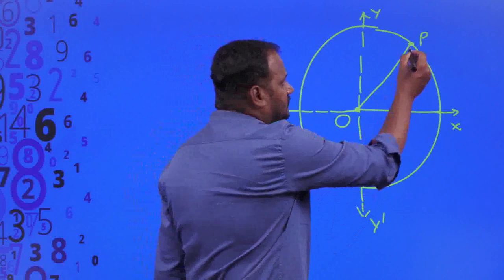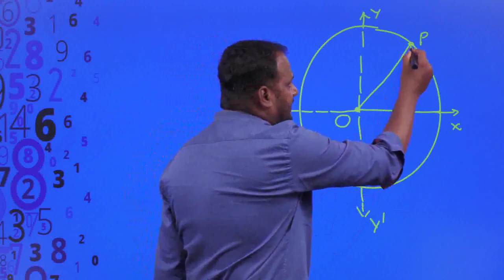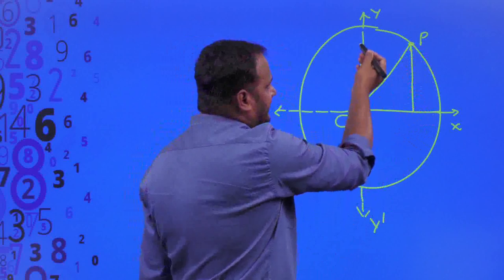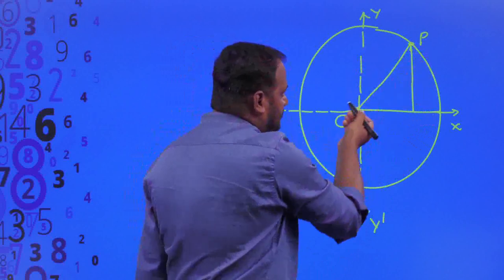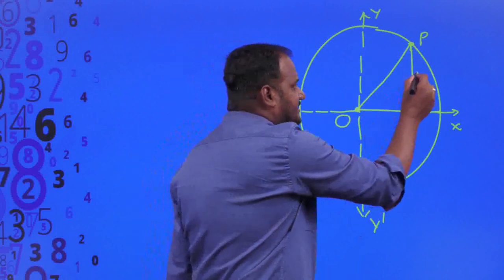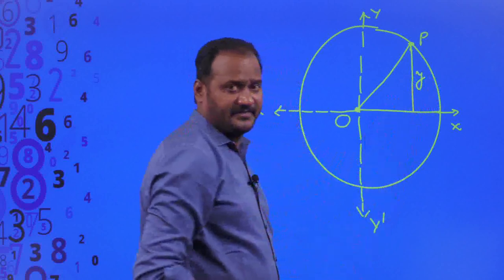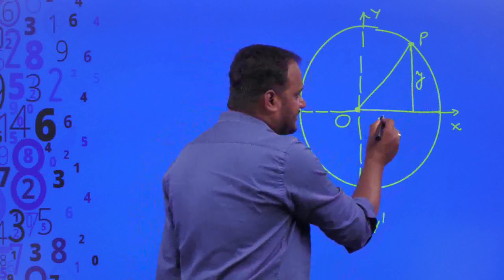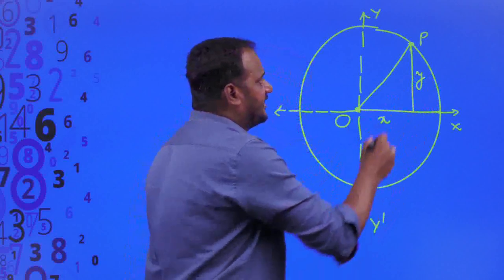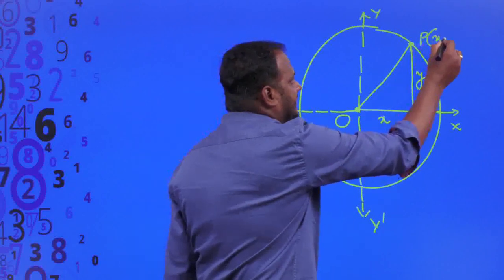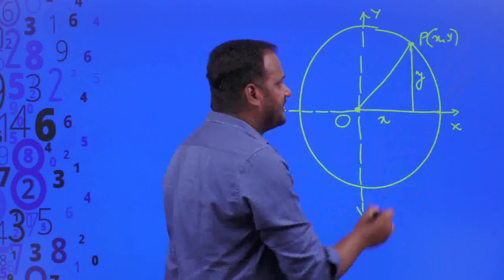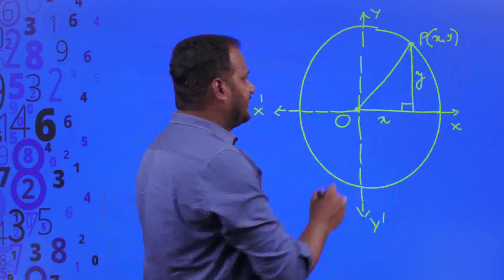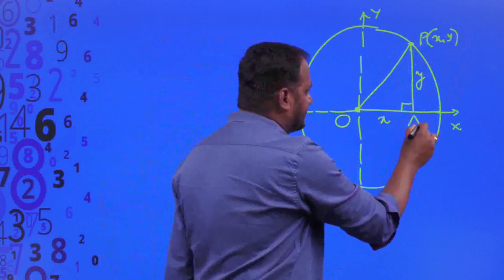Now, if you drop a perpendicular from P onto the X axis, this length is exactly parallel to the positive Y axis. Let us consider this length to be some Y, and this is the length on the X axis. Let us consider this to be X, that is why you can name this point P as (X, Y), right? And if you observe, a right angle triangle is formed. That right angle triangle is OPA, for example.